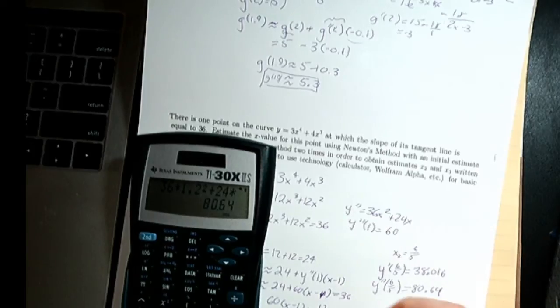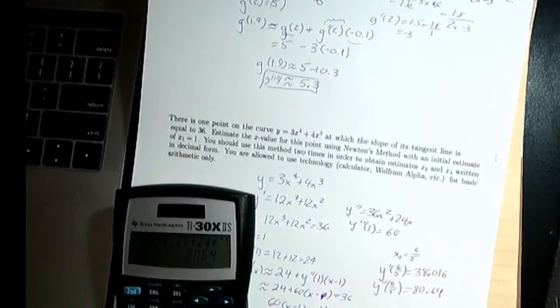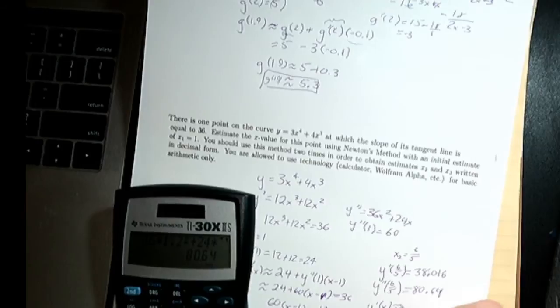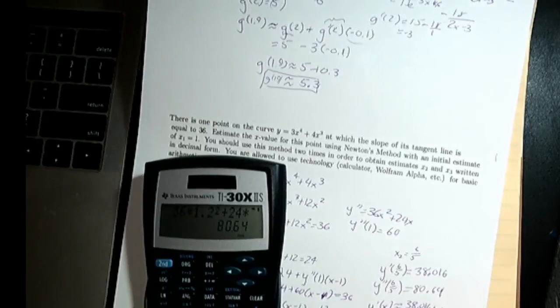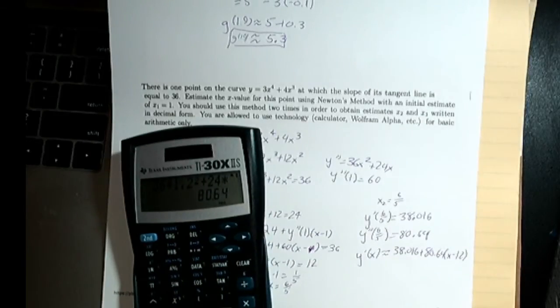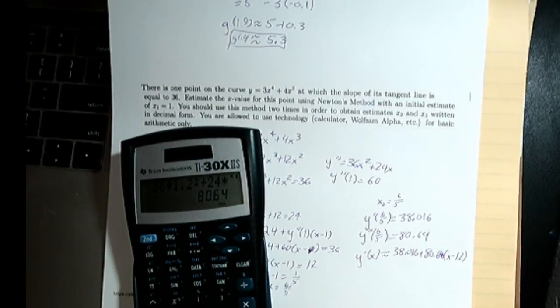So now we're trying to solve to get x2, which is what we've been asked to do. We've been asked to do 2 rounds of this. So we say y prime of x is about equal to 38.016 plus 80.64 times x minus 1.2. So we're just doing a second round of exactly the same method.